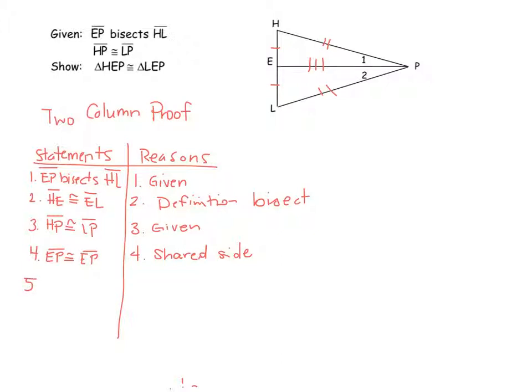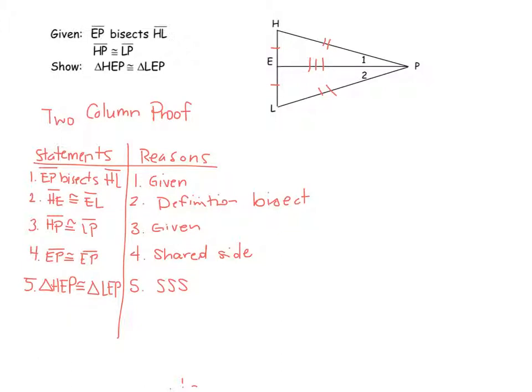Now I am ready to say my triangles are congruent because I have shown I have 3 things that lead to congruence. So I'm going to write triangle HEP is congruent to triangle LEP because of side, side, side congruence.